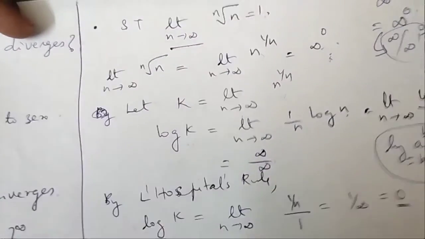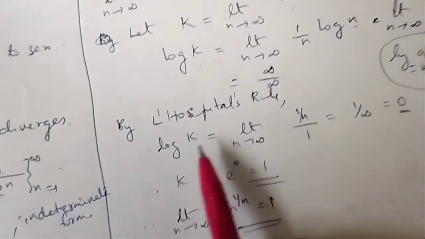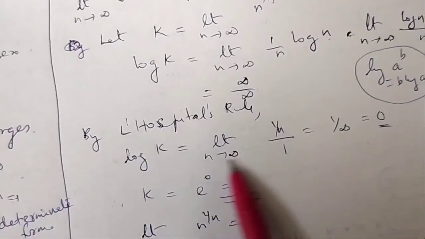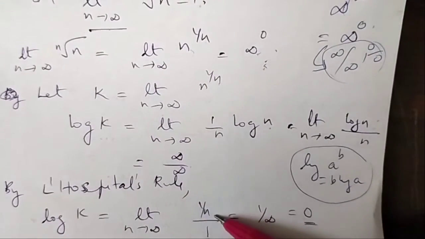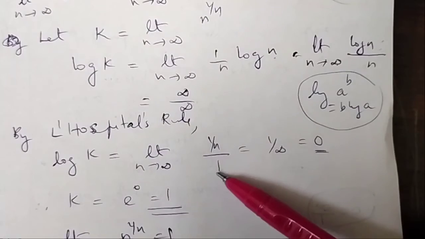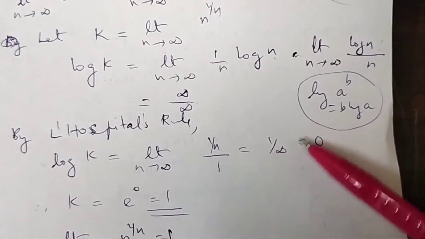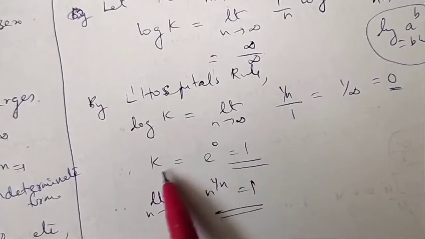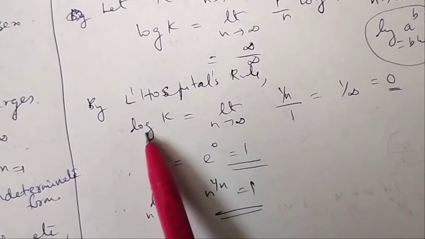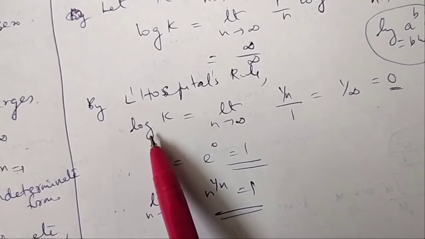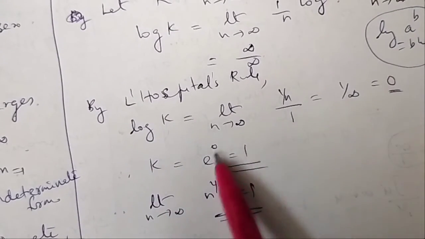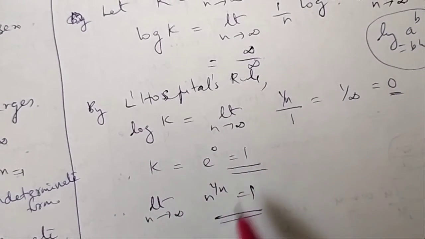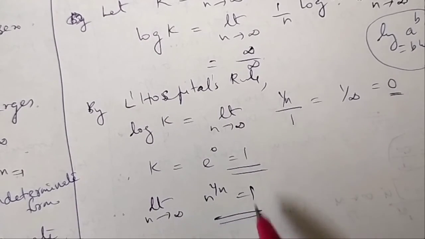So you can apply L'Hospital's rule, which gives log k equal to the limit as n tends to infinity of the derivative of the numerator over the derivative of the denominator. What is the derivative of log n? 1 by n. What is the derivative of n? It is 1. So it is 1 by n. As n tends to infinity, 1 by infinity is 0. So log k is 0. So what is k? k is e raised to 0, since we are taking the natural logarithm, so the base is e. e raised to 0 is 1. So k is 1. So the limit as n tends to infinity of n raised to 1 by n is 1.